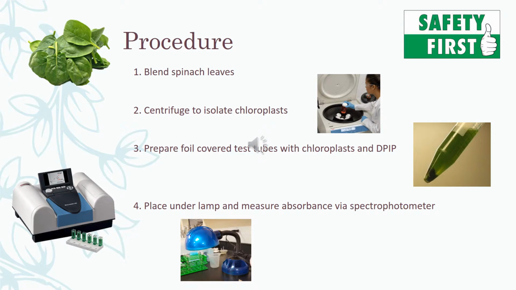The blank I used did not have DPIP in it, so I could tell the reaction reached completion when the absorbency reached 0 and turned back to green. Fresh spinach was used every time I started the lab. It was crucial for the DPIP and the test tubes to be covered in aluminum foil so no light-dependent electron transfers could take place.